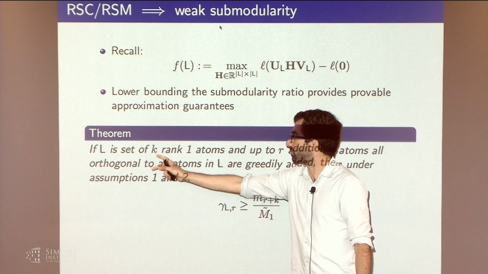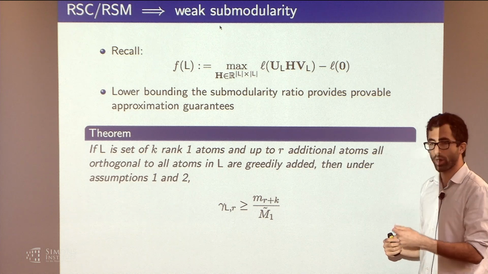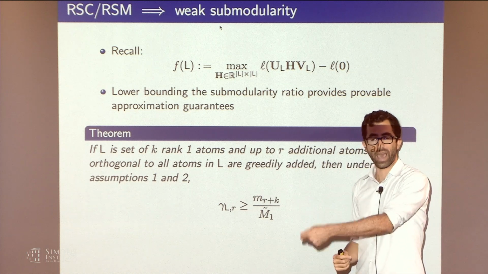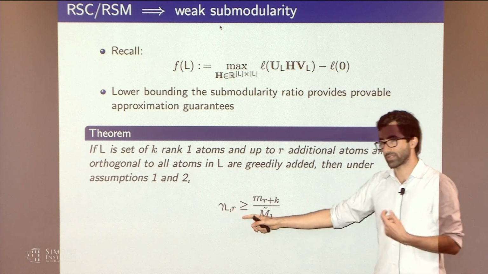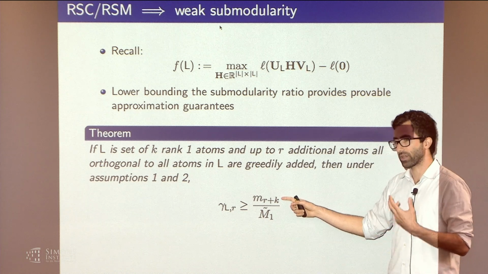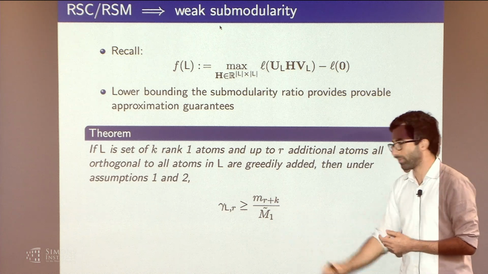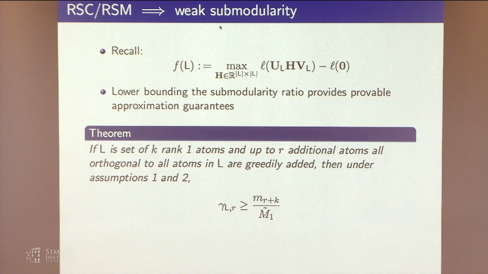So if L is a set of K rank 1 atoms, and up to R additional atoms are all orthogonal to atoms in L, and they are greedily added, then gamma LR, that submodularity ratio for low rank matrices, is lower bounded just by the strong concavity over the strong smoothness: M sub R plus K divided by M sub 1. And with this, we can basically immediately prove guarantees on a greedy method for solving the rank R approximation problem.